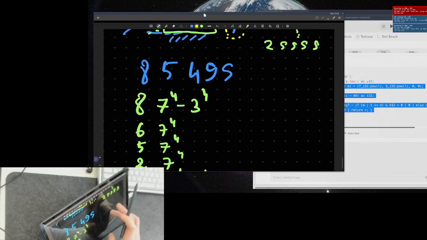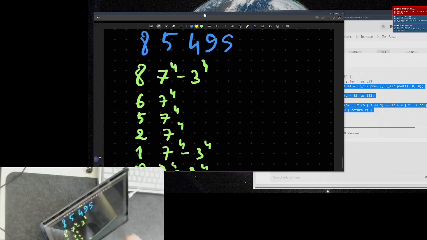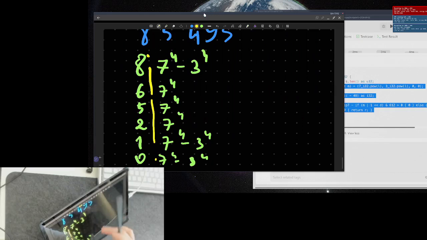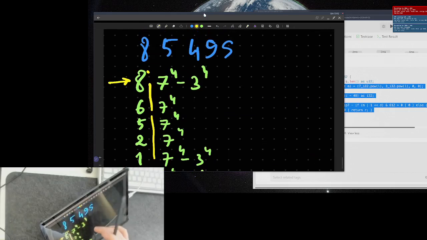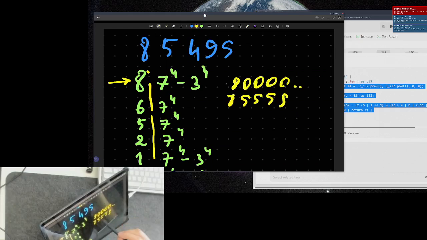So basically this is from the suffix of 8, but for the 8 we shouldn't take 8, because the 8 has 8 0 0 0 0 up to 8 9 9 9, and it is bigger than 8 5 4 9 9. So the 8 is skipped, we don't take it.